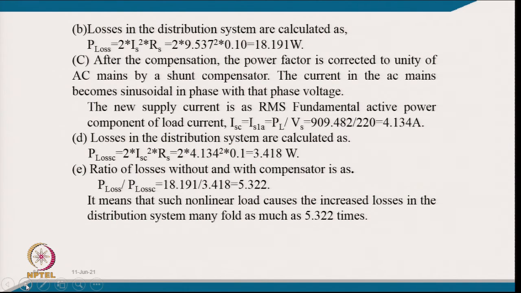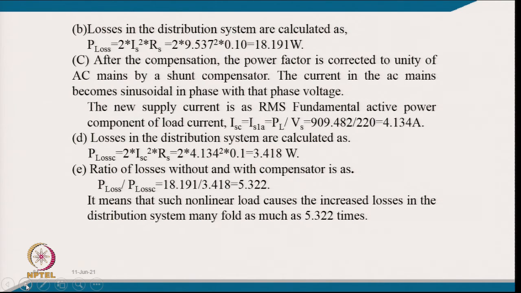Well, we can find out the losses in the distribution system: P loss is equal to 2 I square, the RMS current square, multiplied by the resistance of the feeder, because there are two cables, one coming and one going. That is why we have to take a factor of 2. So, 2 into 9.537 square into 0.1. So, it becomes 18.19 watt.